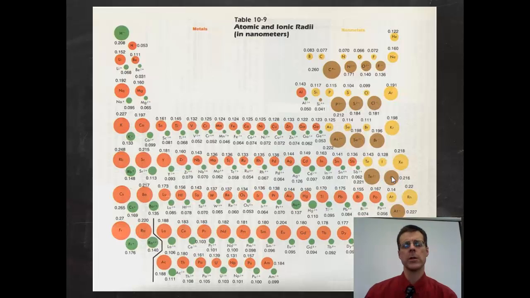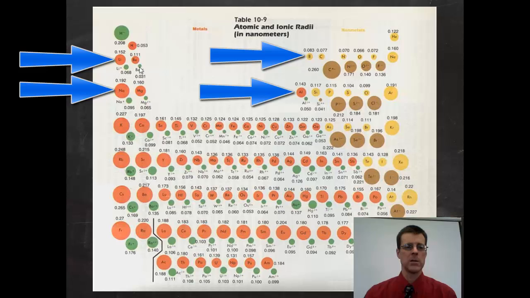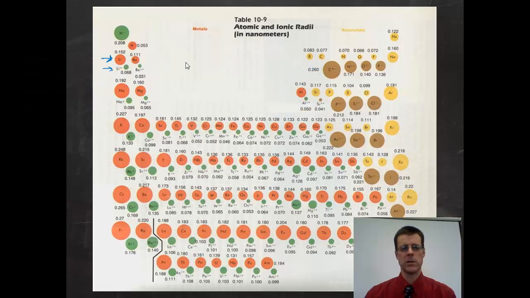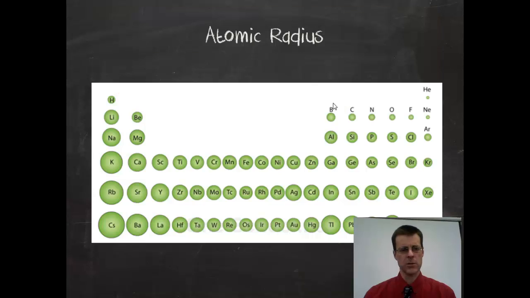You have a picture like this in your textbook, and it shows the radii of both the atoms and the ions. Now across the top of every row is the atom, and then below that is the ion. And you'll notice as you go left to right across the table, here's my atoms, here's my ions. We've got a couple of interesting patterns happening. We're going to focus our attention on just the atomic radius for a moment.